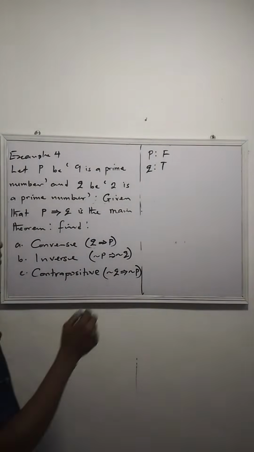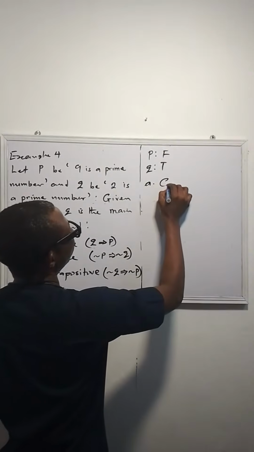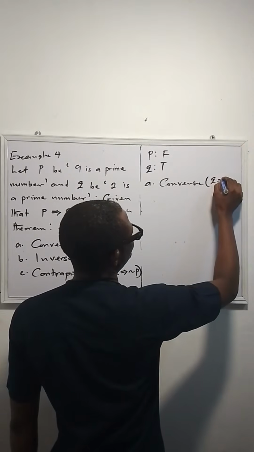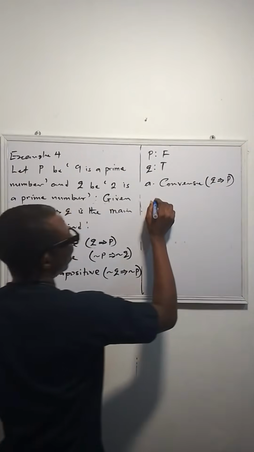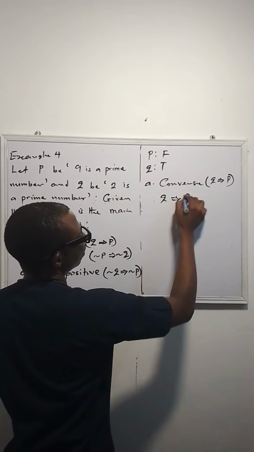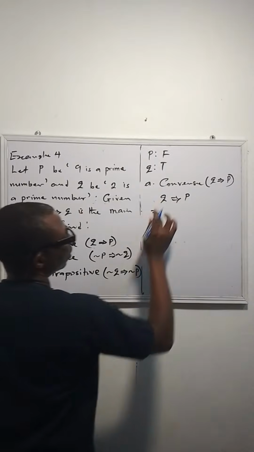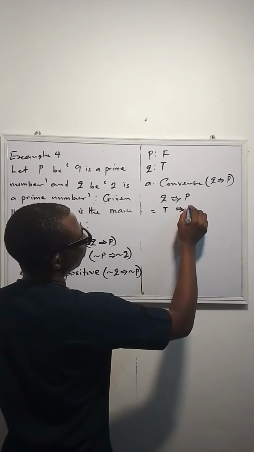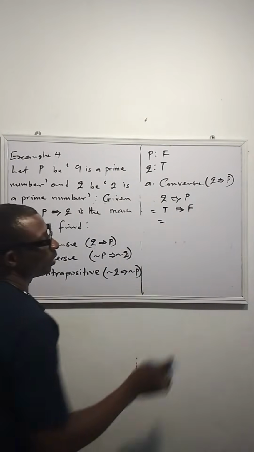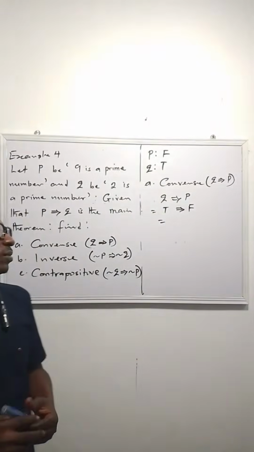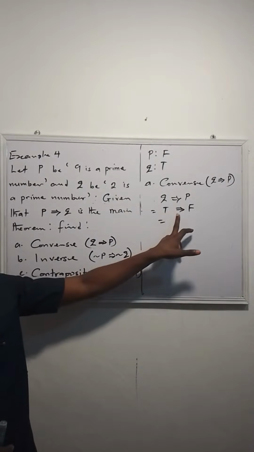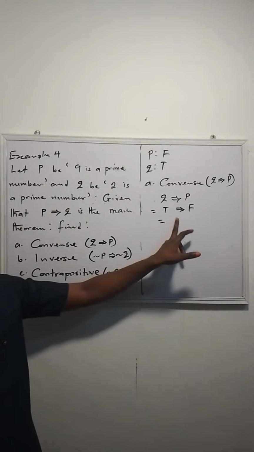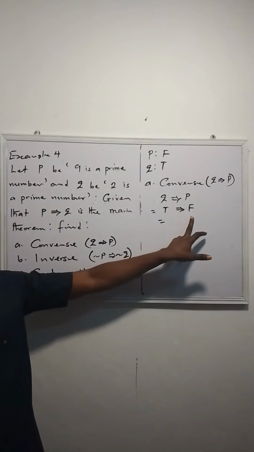So now to answer the first one, A, the converse, which is Q implies P. We have Q implies P. Now, Q is what? True. True implies P, and P is false. So what is going to be our answer? True implies false. What is the answer? I want you to drop your answer in the comment section. True implies false is what?